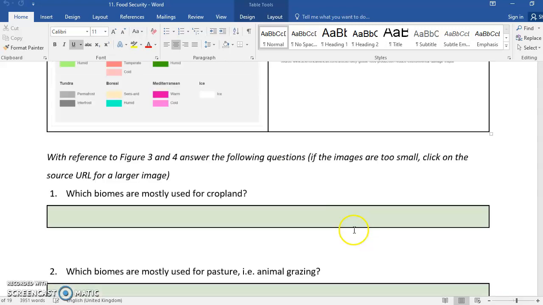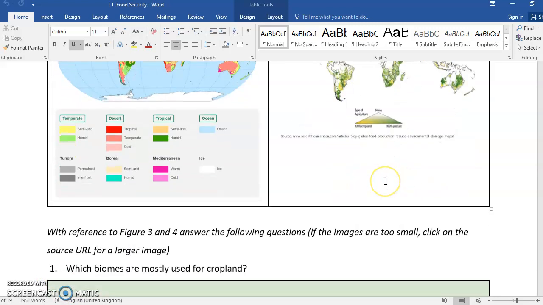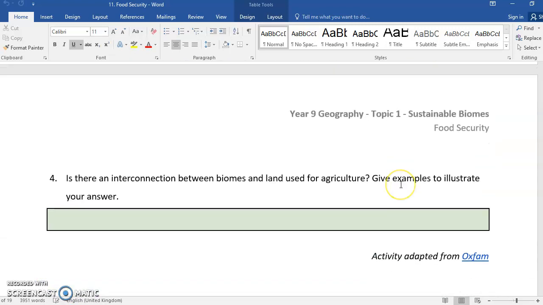And which biomes produce the least food? Where we see the white on your map, these are the biomes that aren't really producing much food. Have a look at these tundra environments, the ice environments, probably the desert environments, which are the biomes that don't give us much food. Over here it says, is there an interconnection between biomes and land use for agriculture? Give examples to illustrate your answer.